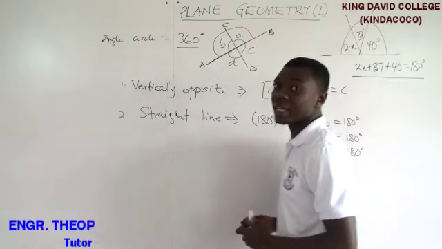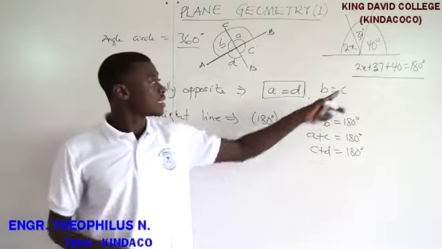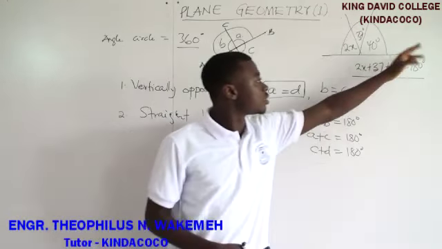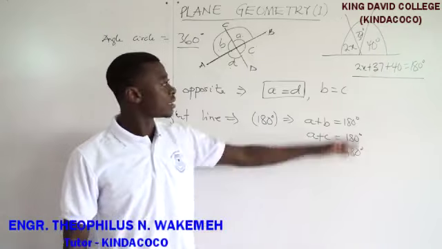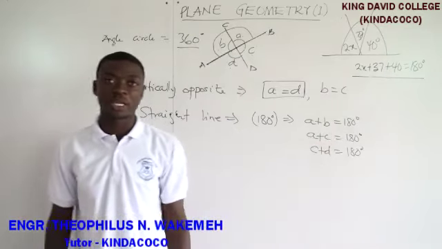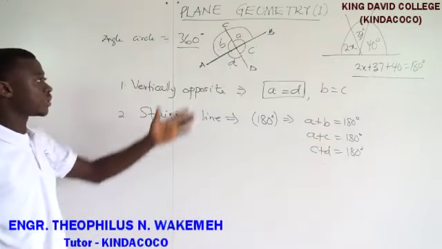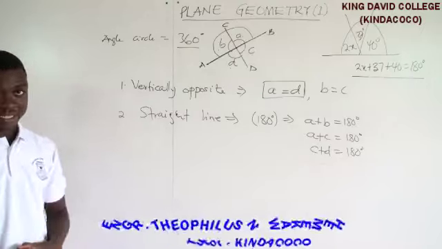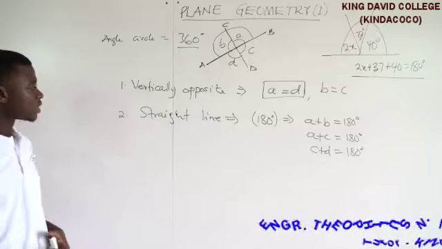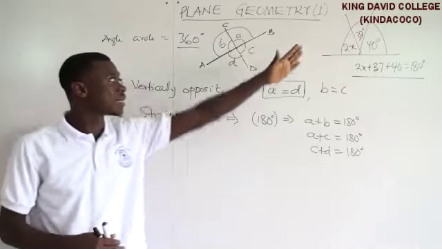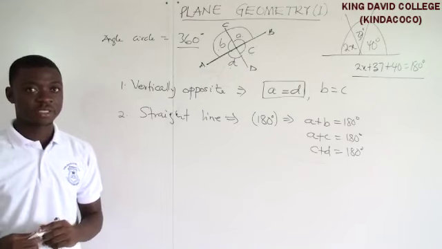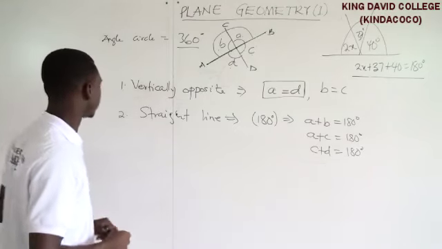So here you make x the subject. Just add this and that, that is going to be 77. You subtract it from 180 to get 103. Then you divide it by 2. So 103 by 2, and the value you get there is the value for your x. Very good. So that is how some of those questions can be placed.